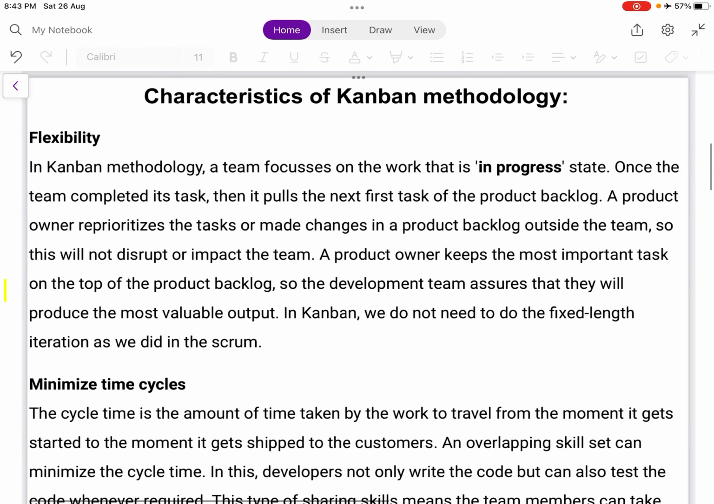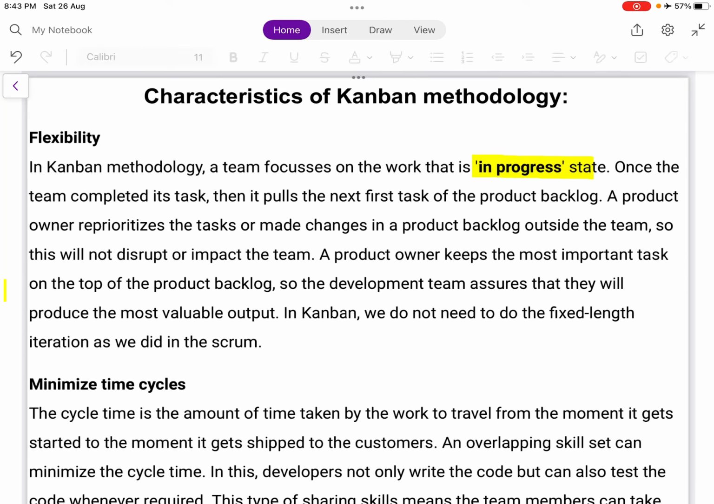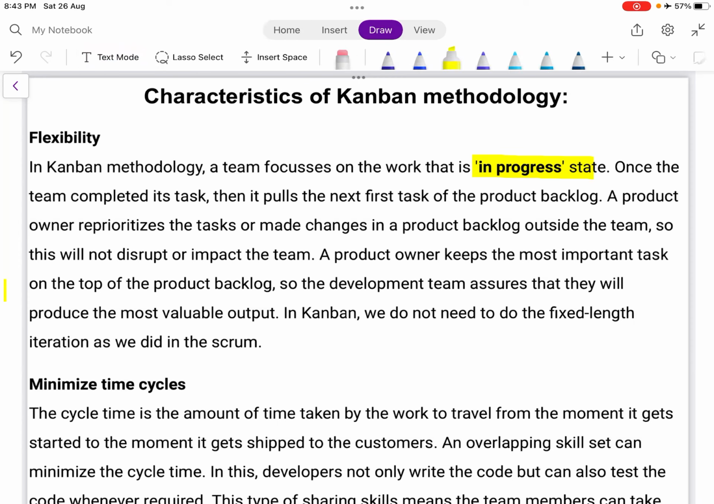Characteristics of a Kanban methodology. In Kanban methodology, a team focuses on the work that is in progress state. Once the team completes its task, then it pulls the next task from the top of the product backlog. So once one task is completed, the next task will be pulled from the product backlog. A product owner reprioritizes the tasks or makes changes in the product backlog outside the team. So this will not disrupt or impact the team.